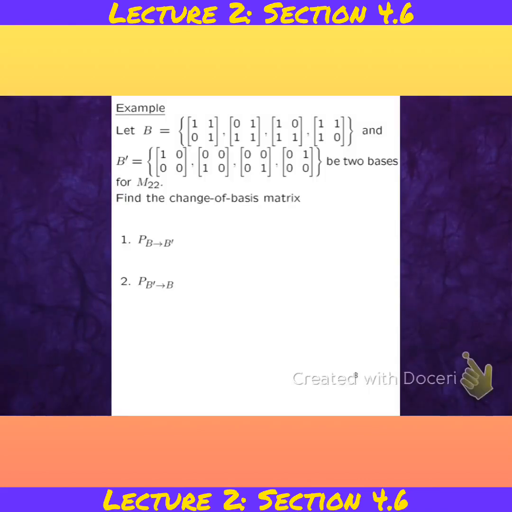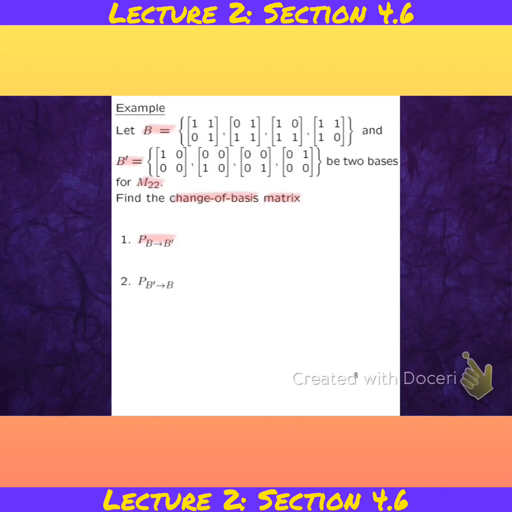Okay, so let's look at this example. We go to this space M22, and we select two bases, B and B prime. And remember, M22 is the vector space of all 2 by 2 matrices, and matrix addition and scalar multiplication are my two operations. So here they ask, find the change of basis matrices. The first one we need to find is the change of basis matrix from B to B prime.